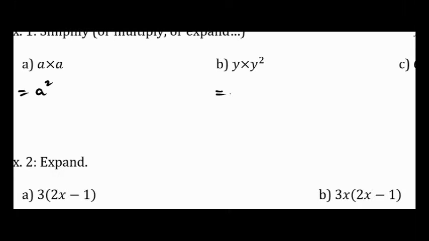Anybody have any ideas? So I could do it like this. Y times y times y. Right? Y squared is y times y. And I've got this one out here. So I've got 1 from here and 2 from here. So how many do I have total? So how would I write that? Y cubed.